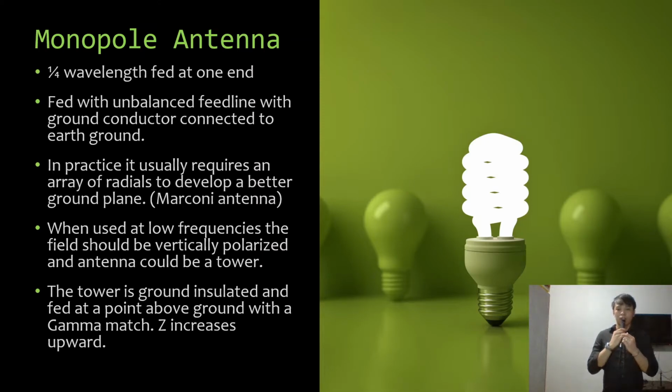When used at low frequencies, the field should be vertically polarized, and the antenna could be a tower. The tower is ground insulated and fed at a point above ground with a gamma match, and the impedance increases upward.